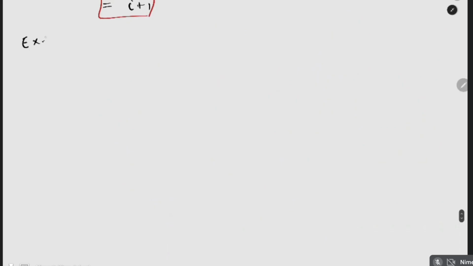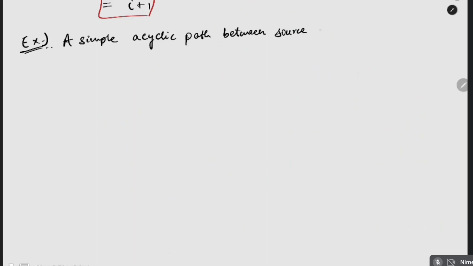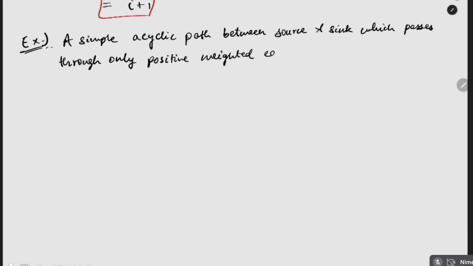Let's take one more problem. A simple acyclic path between source and sink, which passes through only positive weighted edges, is called what?